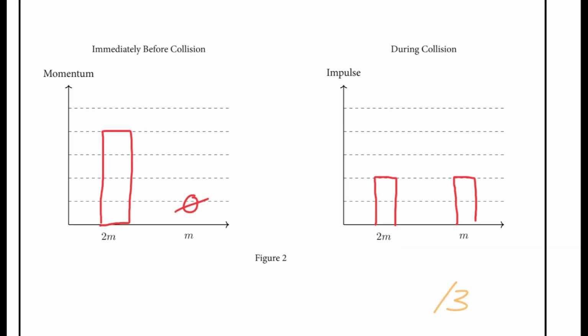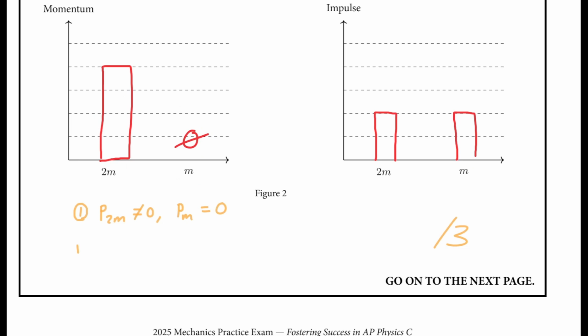And how you get your points here is you get your first point by just getting the left diagram. So P of 2m is not 0. P of m is 0. Then you get another point for showing that both impulses are not 0. And then you get another point by saying that the impulses are exactly equal to each other in magnitude.